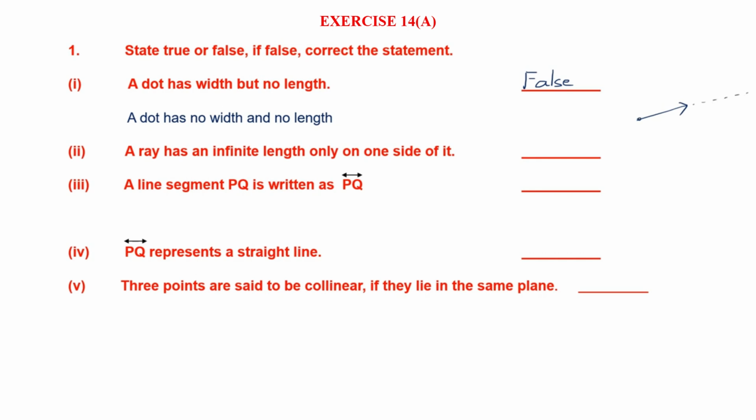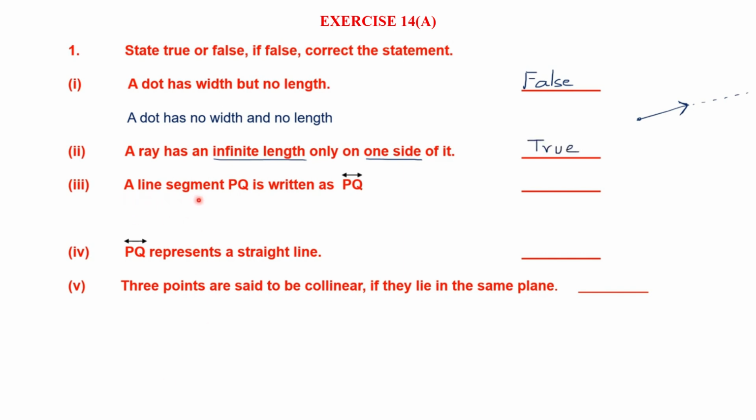So here the statement, a ray has infinite length only on one side of it, is true. Only on the side which has the arrowhead, the ray has infinite length. On the other side, there is a fixed point. It stops there, doesn't continue there. So this statement is true.